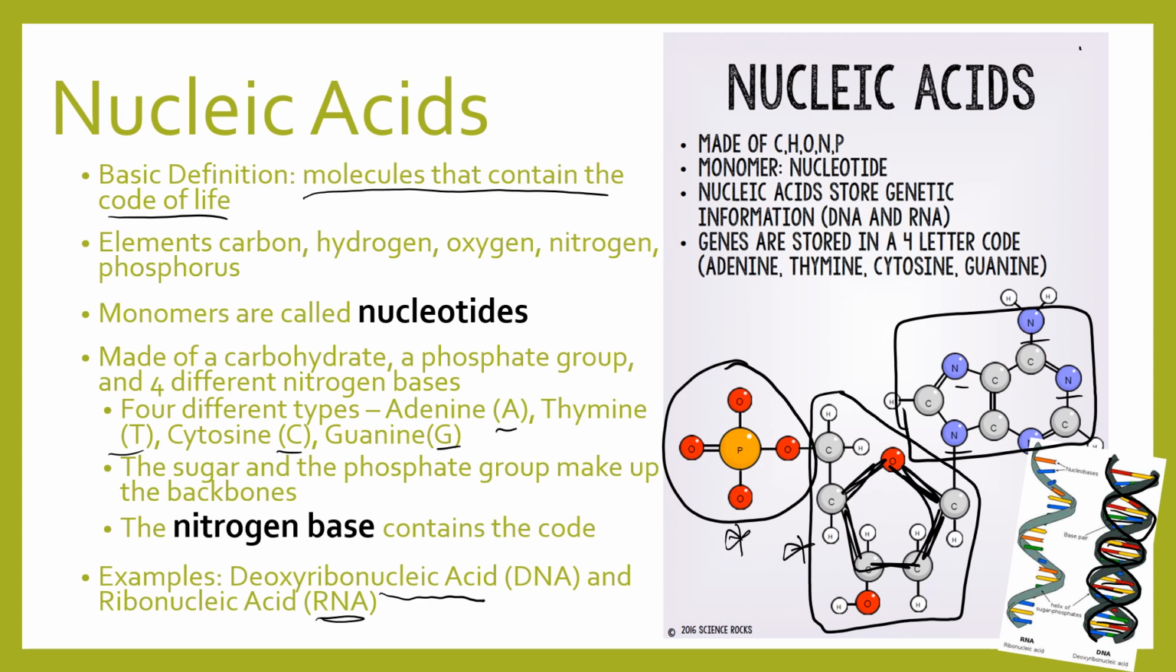So remember to learn this part for the test. They're made of carbon, hydrogen, oxygen, nitrogen, and phosphorus. Their monomer is called a nucleotide. And their purpose is to store our genetic information, the code of life. Two examples are DNA and RNA. And we store these codes in 4 letters, A, T, C, and G of our nitrogen bases.